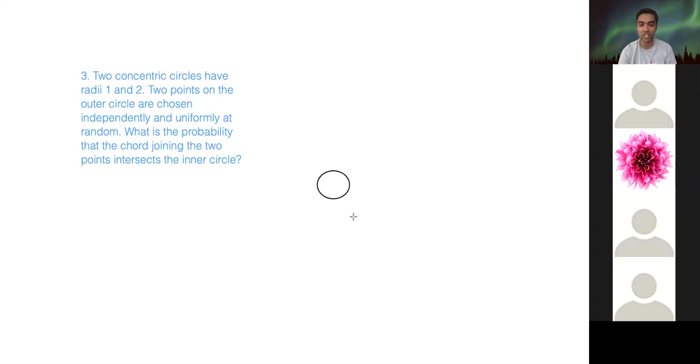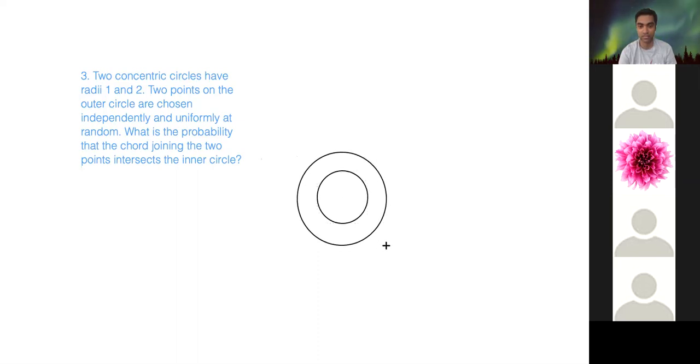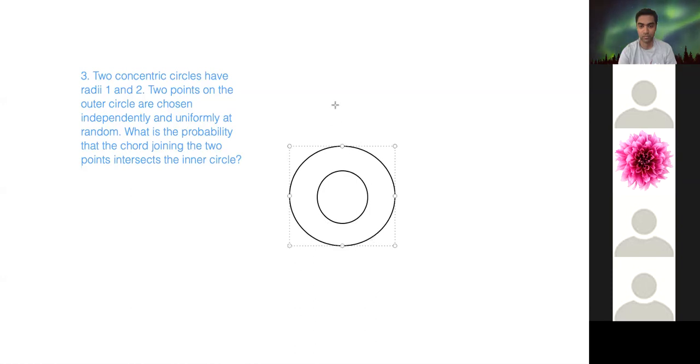Okay, so concentric circle just means they have the same center. So let's draw this out. One circle is like this, and one circle is like this. Okay, and we know one of the radiuses is 1 and one of the radiuses is 2. So let me mark this: this radius is 1 and this radius is 2.